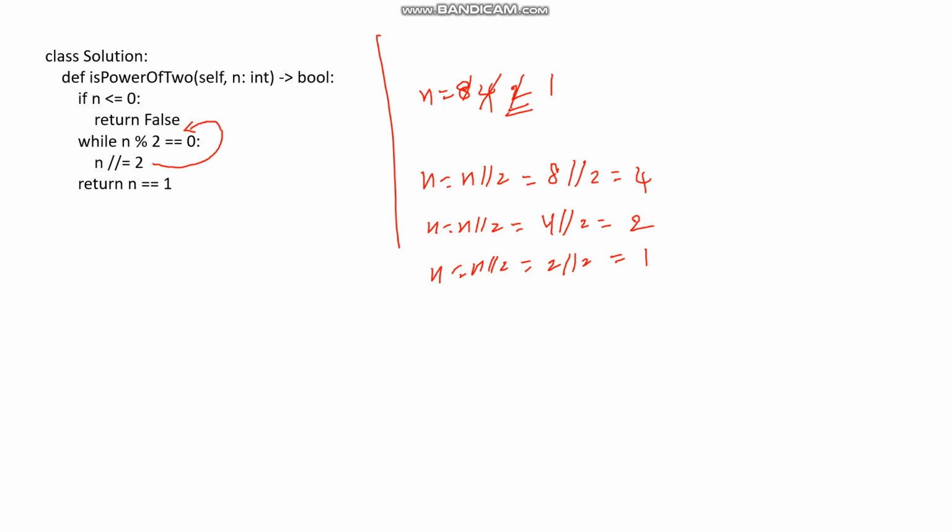Now 1 is greater than 0. 1 mod 2 value is 1, and 1 equals 0 is false, so the condition is false. Whenever the condition is false, we come outside the loop. On the outside we have return n equals 1. What is the n value? 1. 1 equals 1, yes, true, which means you will get the answer as a true value.